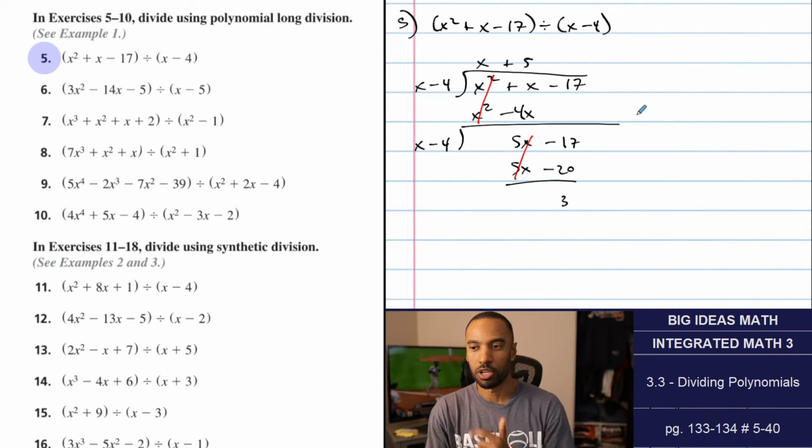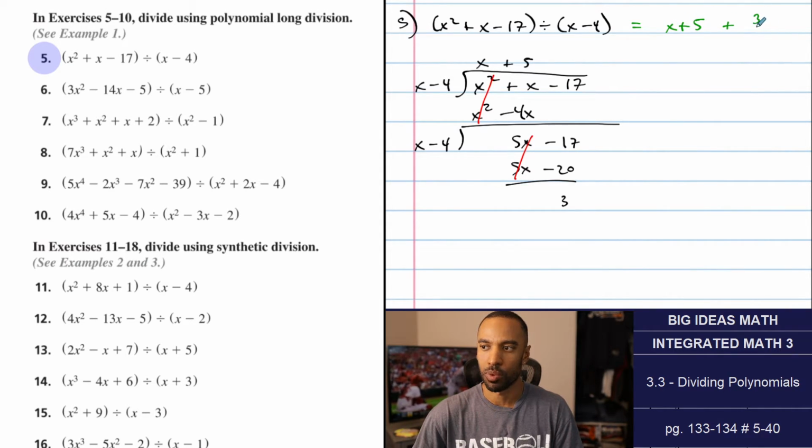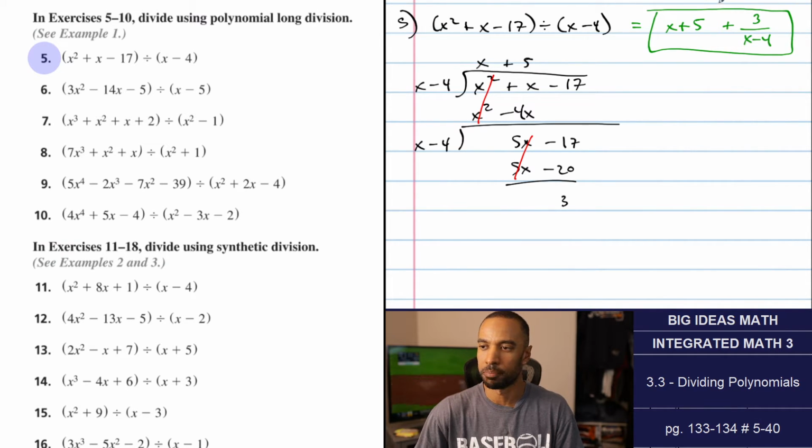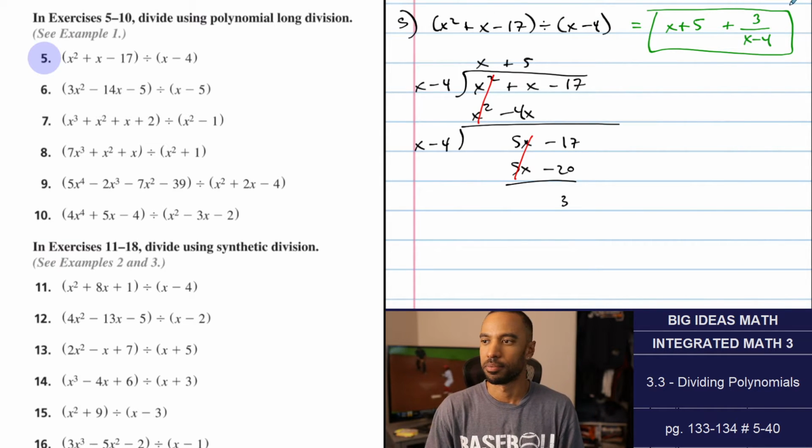So divide using polynomial long division. Okay, well this equals, I'm going to write them in green, I guess, as the answer. Your quotient, x plus 5, plus your remainder. Your remainder isn't just 3, but it's 3 over x minus 4, the original divisor that you have there. And that's the answer to number 5.